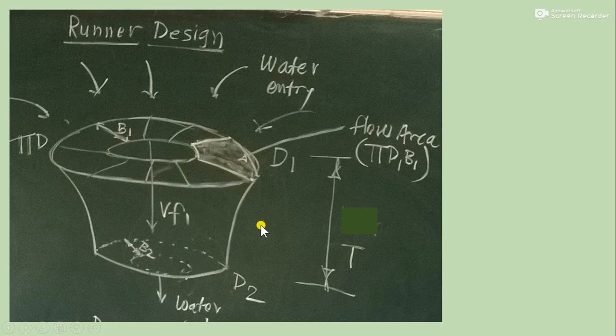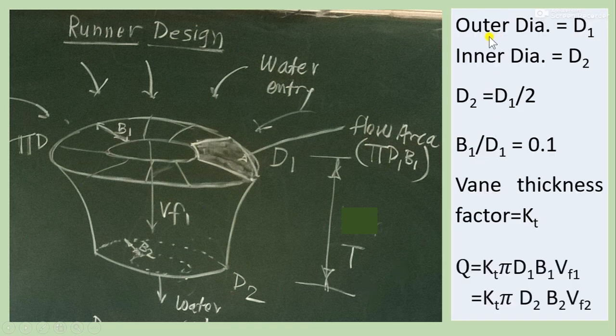See, this is the runner, so you can see water enters from this point and exits at this point. This is the diameter D1, that is the external diameter, and this is diameter D2, the runner's internal diameter, with water flowing from external to internal. Okay, so it is clear. Now, as per the diagram, outer diameter D1, inner diameter D2, and the relation is given B1 to D1. Here B1 means what? Width, this width B1.